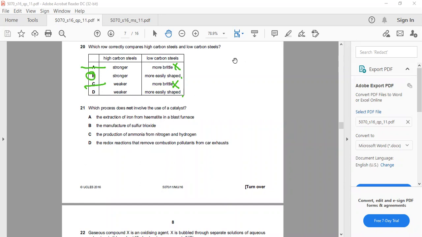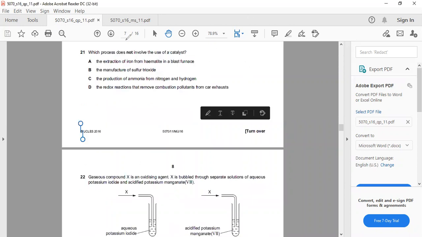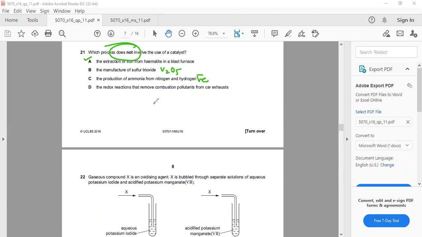21. Does not involve the use of a catalyst. Circle "does not". Extraction of iron. Do you remember any catalyst? No. That is the answer. Manufacture of... yes, we use a catalyst. Production of ammonia, yes, we use a catalyst, iron. Pollutants, yes, we use a catalyst, platinum, rhodium alloy. A is the answer. We don't use a catalyst in the blast furnace.